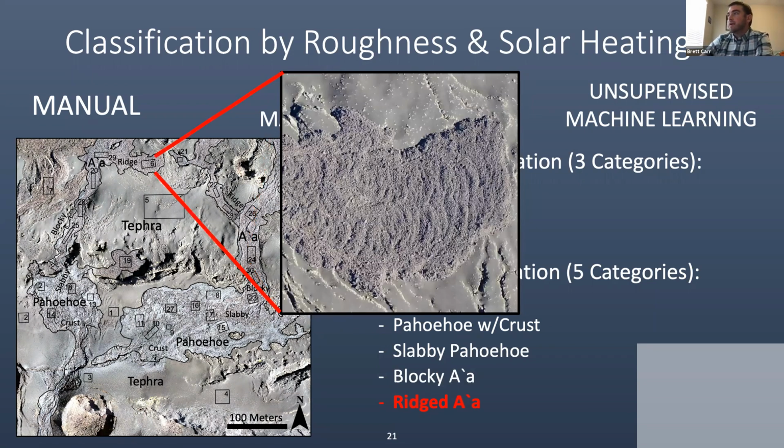And then we also have what we call ridged A'a, which is located primarily on these short-lived flow lobes. You can see they have more uniform block size on the surface, and you see these pressure ridge-like features on the surface. And so just from mapping and visual inspection in the field and looking at the drone images, these are the categories that we chose to classify this area by.